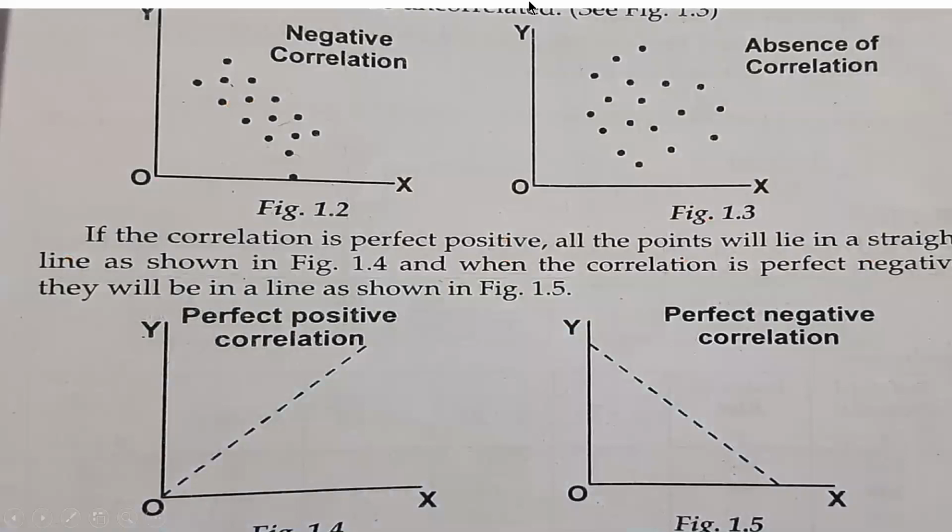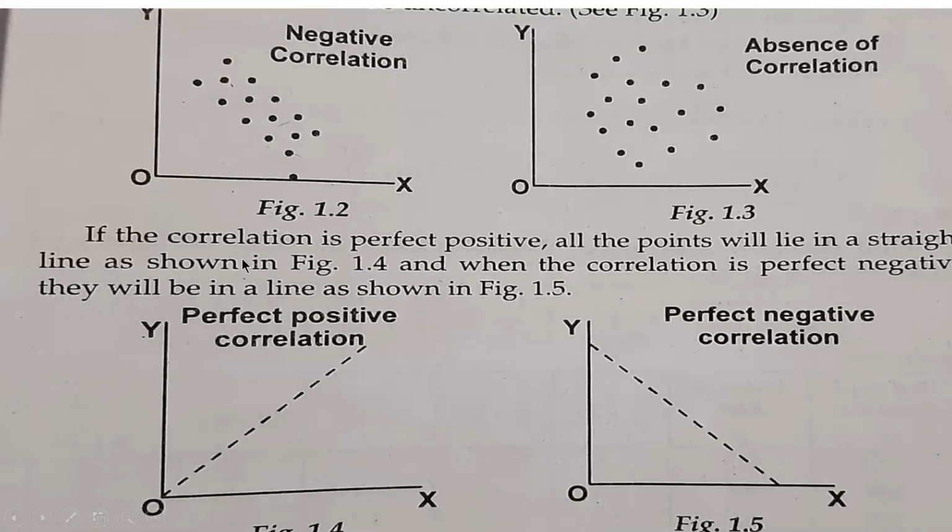Next one. See here, again the same thing. This I have taken from your book only. So sometimes you may get a question like this: write a short note on scatter diagram, or what is a scatter diagram. So you have to explain the way I have done in this PPT. You can also draw these pictures and write there what type of correlation. So this shows a negative correlation. This is absence of correlation. There is no correlation at all.